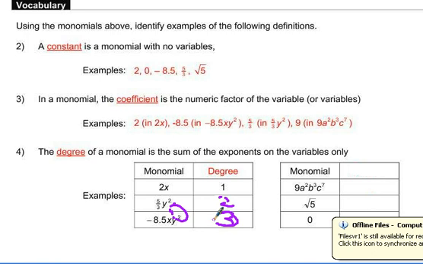Over here, again, the degree that we're going to look for, we just look at the exponents. Here, we have lots of exponents, 2, 3, 7. So again, you're going to add those up. When you add all those up, your degree would be 12.